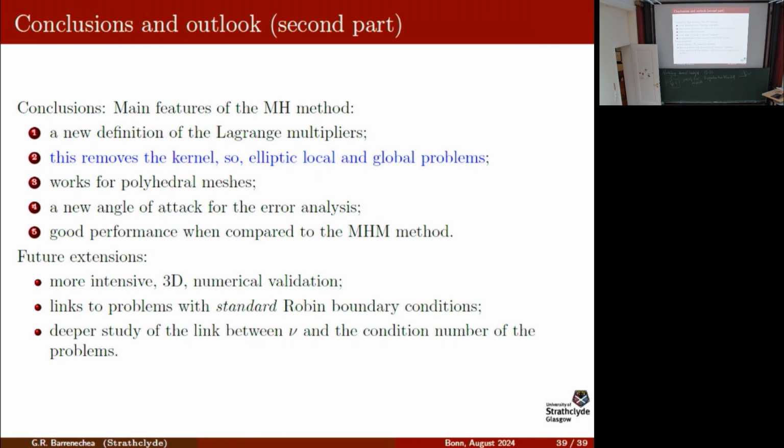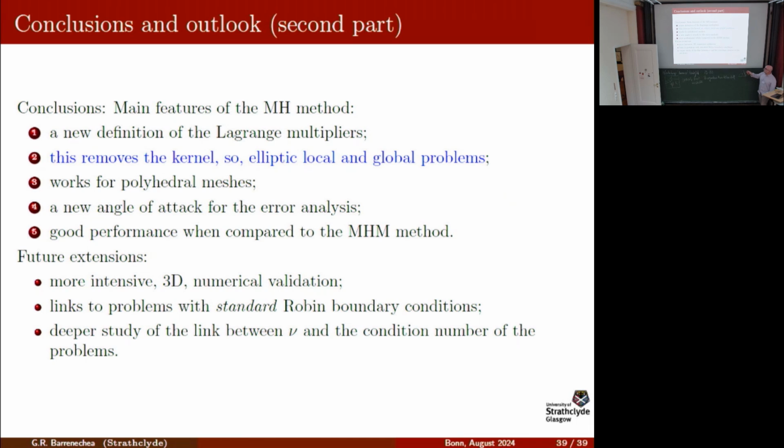What I really would like to do with this is explore a little bit of a connection with standard Robin boundary conditions. Is there a way to reinterpret this? Because the tau.n doesn't necessarily have a sign, so it's a little bit of a more complicated Robin boundary condition.